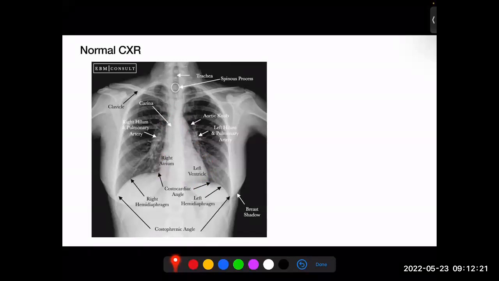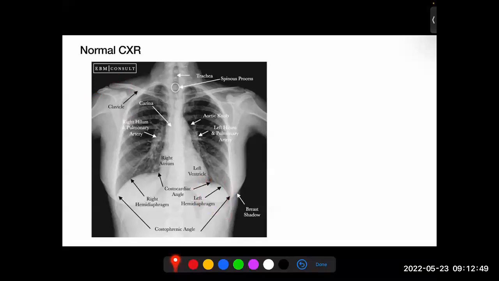After that, you look at the ribs. How many of them are visible? Are they all okay? Is there crowding? Are there fractures? Is there anything else? Then something that everybody forgets is you look at the clavicles up here. Are there fractures? Are there hypoplasias? Then you look at the scapulae.